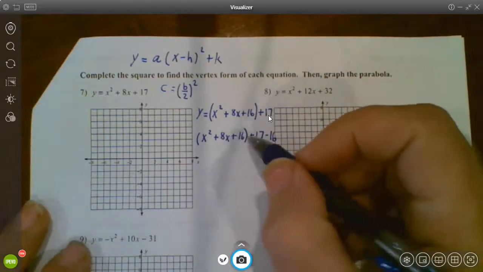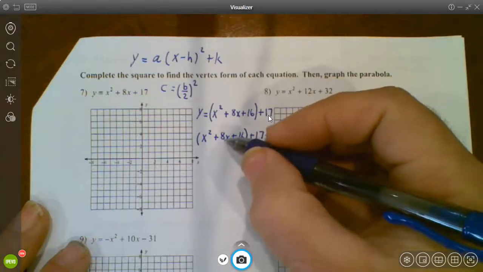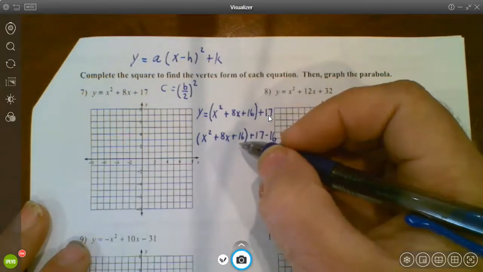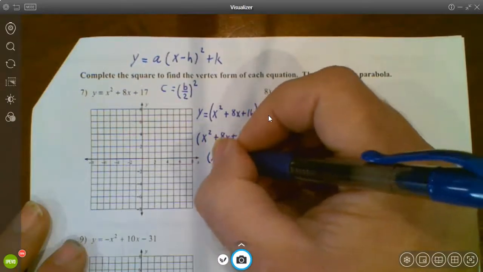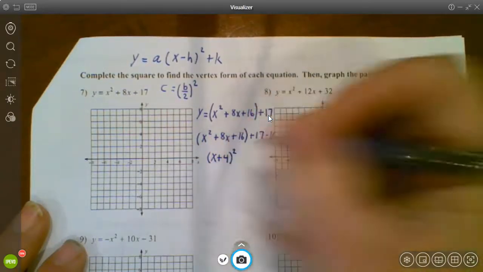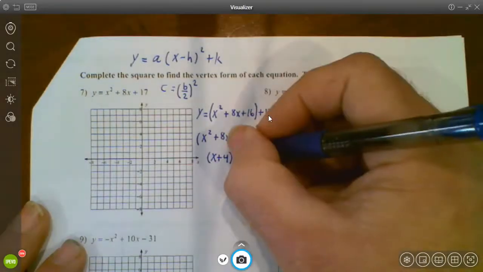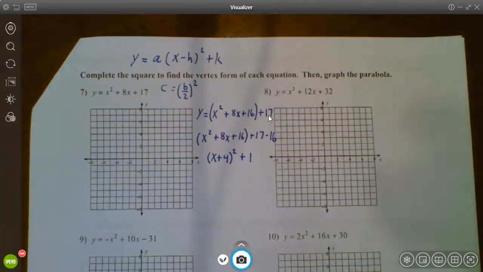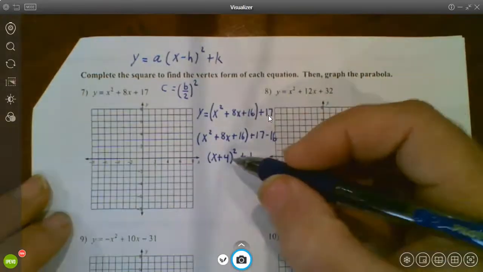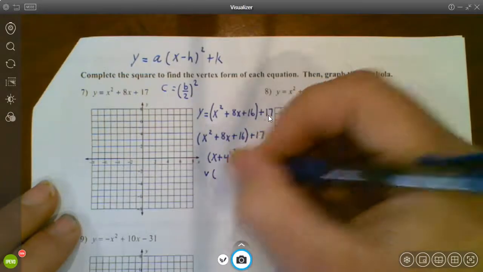Alright, so if we simplify this, again, we're going to look at what factors would multiply to be 16 that would add to be 8. Well, we know it's going to be positive 4 and positive 4, which means my factor would be x plus 4 squared. As I simplified this guy, 17 minus 16 is a positive 1. And that's it. It's now in vertex form. I can go through my graphing process the same way that we did in our previous lesson. I can see on this that my vertex is negative 4, positive 1.